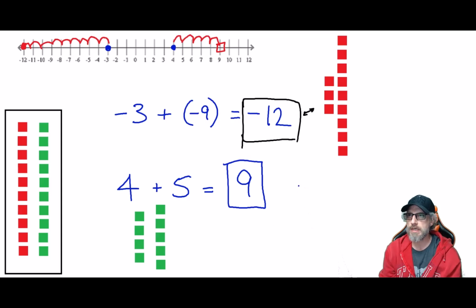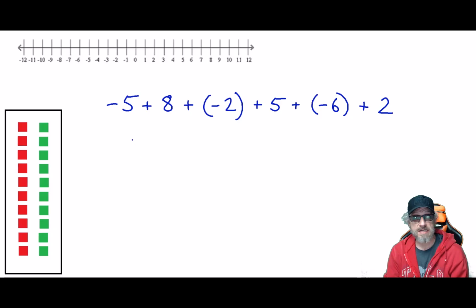So let's look at a few more examples that get a little bit more in-depth, and we will apply some of those addition properties, commutative property, associative property, and we will see how those properties can help us handle some larger problems of adding integers. And here's this example for us to try. -5 plus 8 plus -2 plus 5 plus negative 6 plus 2.